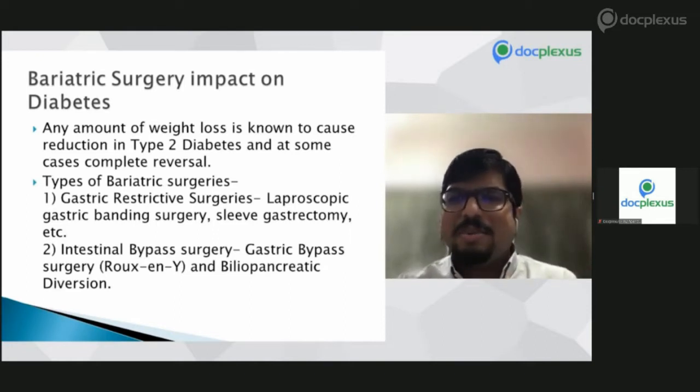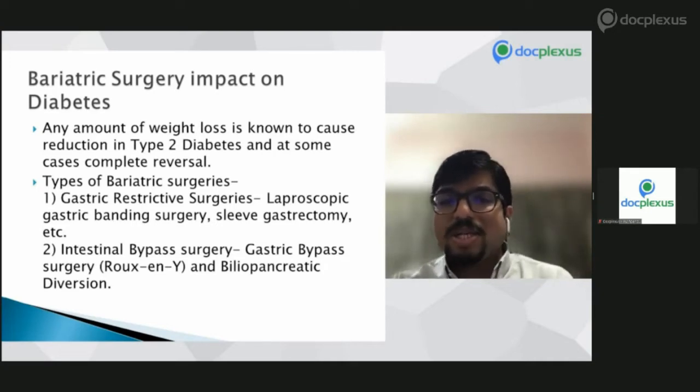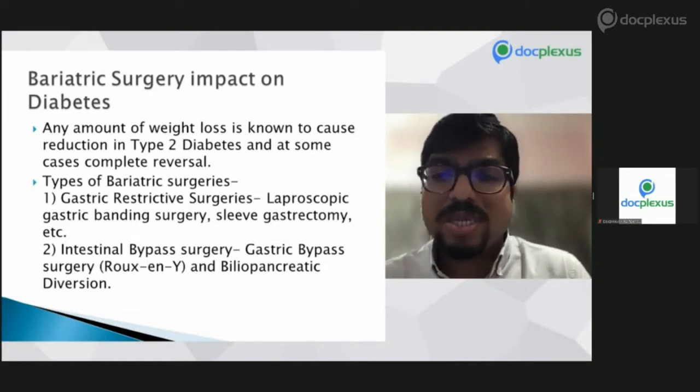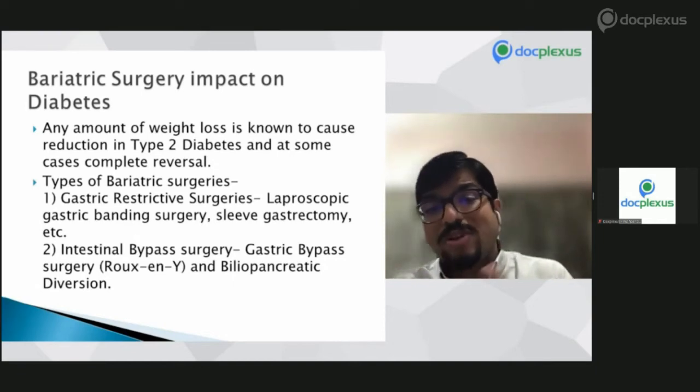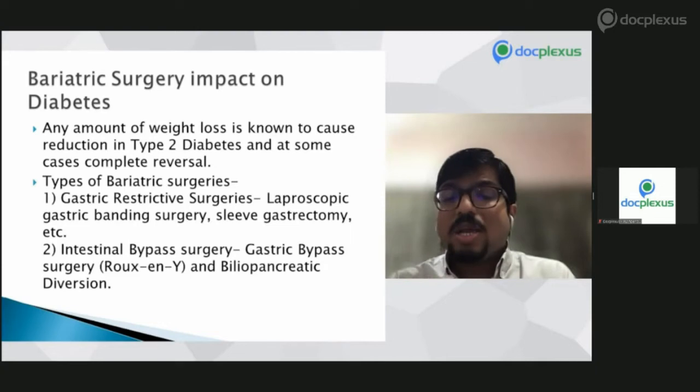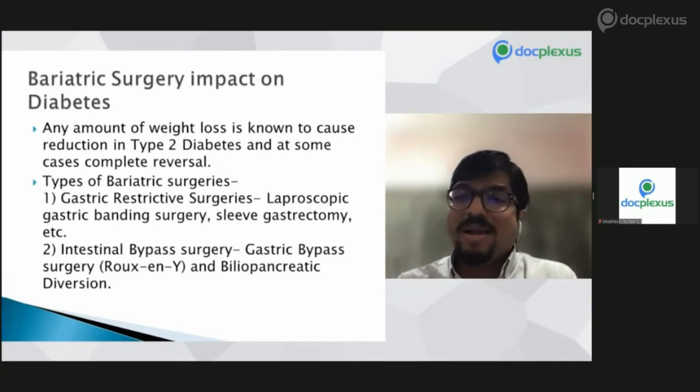The first thing is any amount of weight loss is known to cause a reduction in type 2 diabetes, and in some cases, it's almost completely reversible. Now, bariatric surgery is commonly taken up in a person who is diabetic and obese. Of course, Dr. Raman Goel sir and his team are going to explain to you all the definitions of who is the right candidate. But in a diabetes patient, we commonly would see that a person who has either long-standing diabetes not under control, or even a short-duration diabetes with excessive obesity would be the right candidate.